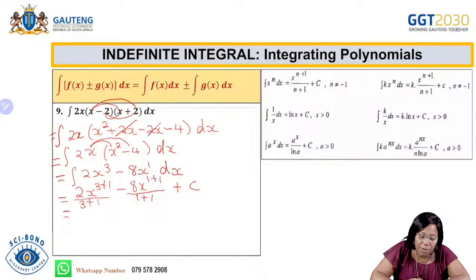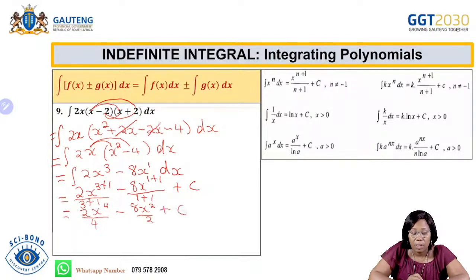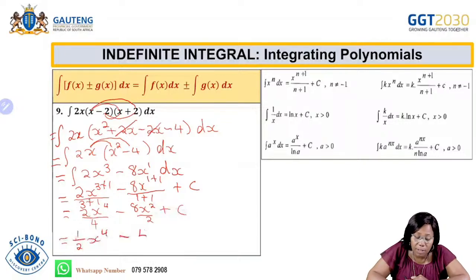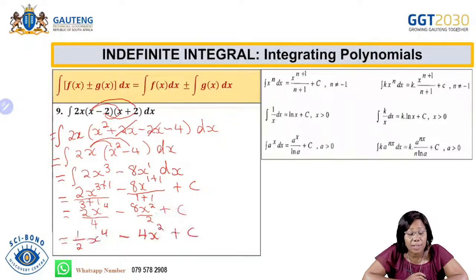And now let's simplify this. We are having 2x to the power 4 over 3 plus 1 is 4. And then minus 8x to the power 2 over 2 plus c. And then this is equal to 2 over 4 simplified fraction is 1 over 2. Therefore, it will be 1 over 2 x to the power 4. Minus 2 into 8 4 times, that will be 4x to the power 2 plus c. That is your answer, grade 12.